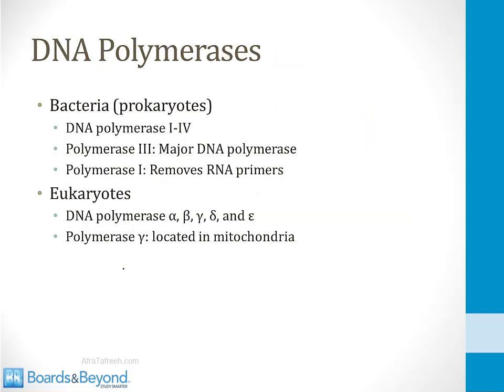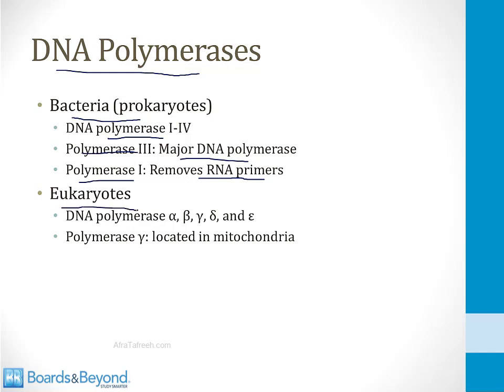Once the double helix has been opened up, the major enzyme that synthesizes new strands of DNA is called DNA polymerase, and there are a number of these enzymes. In bacteria or prokaryotes, there are four versions of DNA polymerase numbered 1 through 4. DNA polymerase 3 is the major DNA polymerase that synthesizes new strands of DNA. Polymerase 1 removes RNA primers. We'll talk about RNA primers in a minute, but they're another important component of making new strands of DNA.